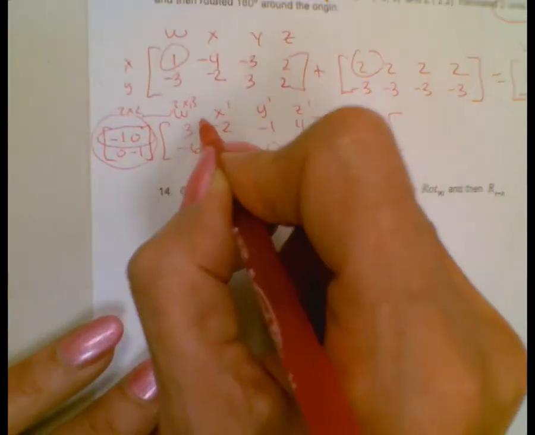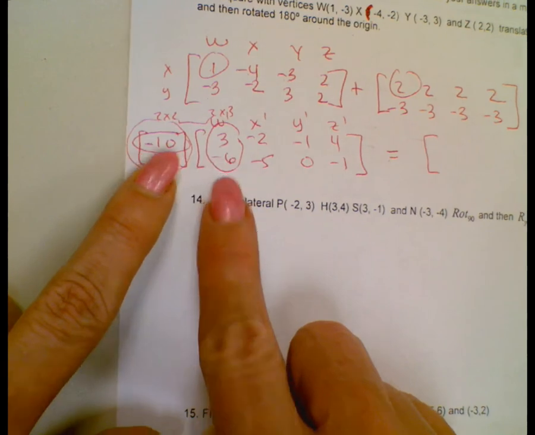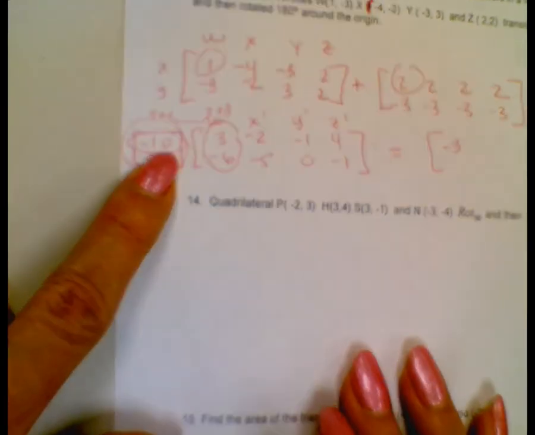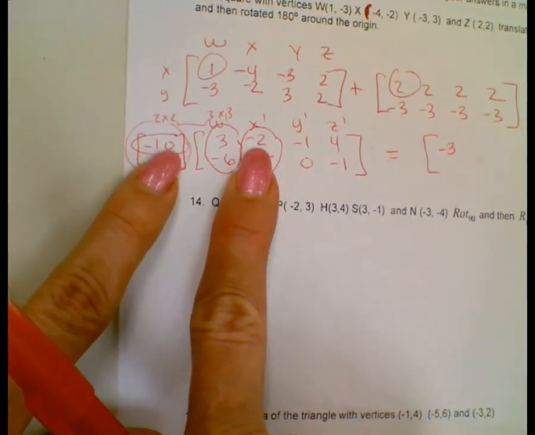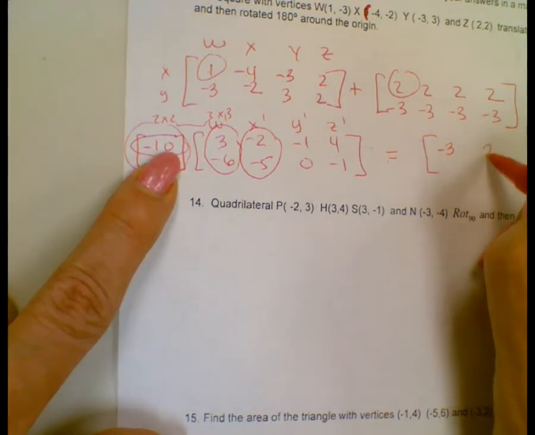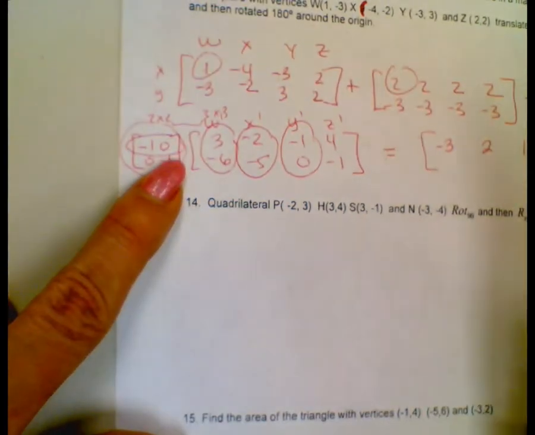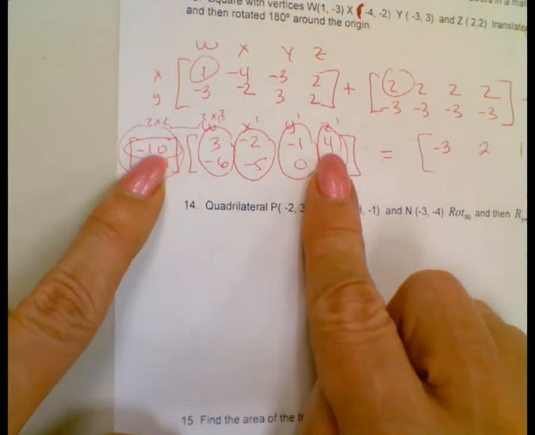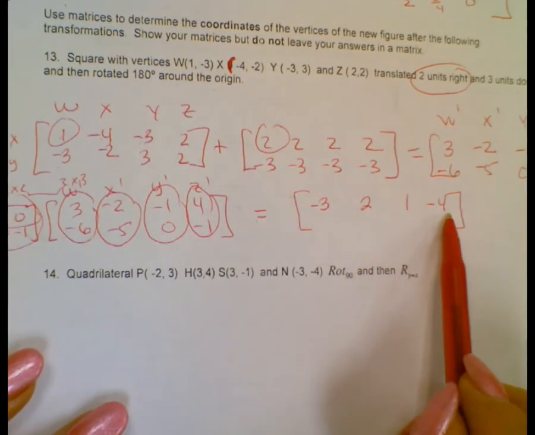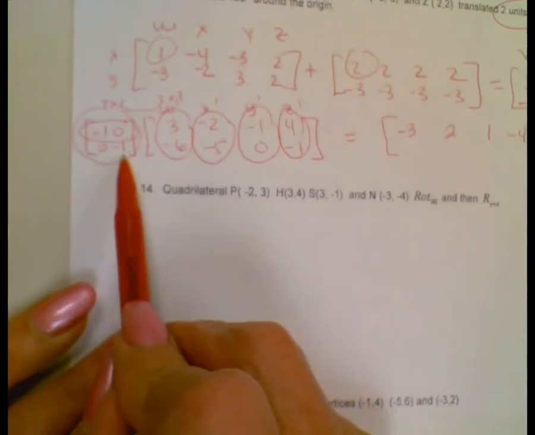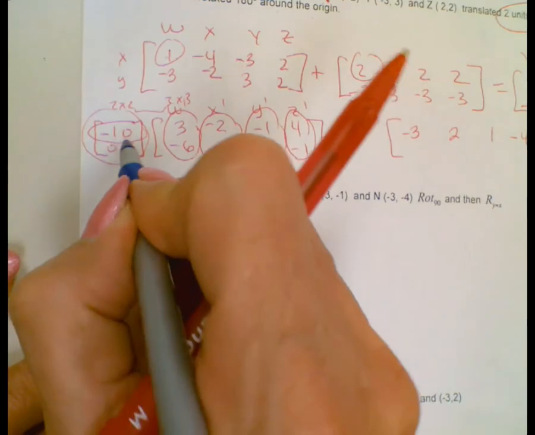So row 1 times this. Negative 1 times 3 is negative 3 plus 0. So that's negative 3. Second column: negative 1 times negative 2 is 2 plus 0. Third column: negative 1 times 1 is 1 plus 0. And then the fourth column, negative 1 times 4 is negative 4 plus 0 is negative 4. Do you see how I just switched all the x-coordinates to their opposites? And then the negative 1 in this spot just means you're going to switch all the y's. So I would circle the second row here.